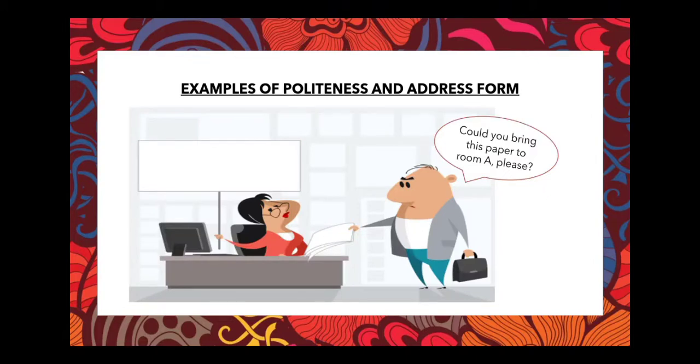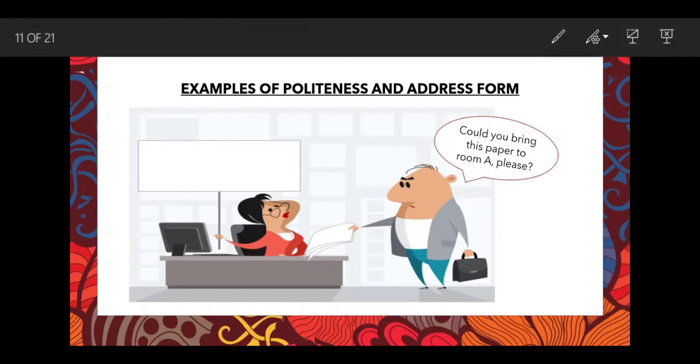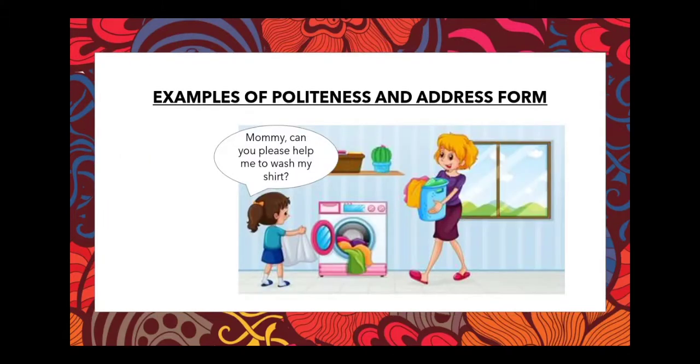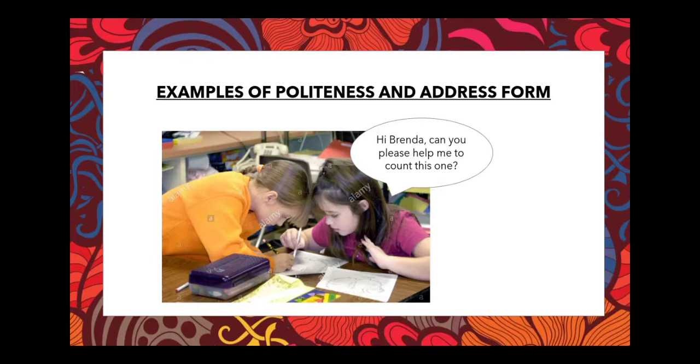So here we have an example of politeness and address form, especially in the office. The boss said to the assistant, "Could you bring this paper to room A, please?" And then here is an example of politeness and address form in the house. A daughter said to her mother, "Mommy, can you help me to wash my shirt?" And then the last example of politeness and address form in school. Student A talked to student B, "Hi Brenda, can you please help me to count this one?"